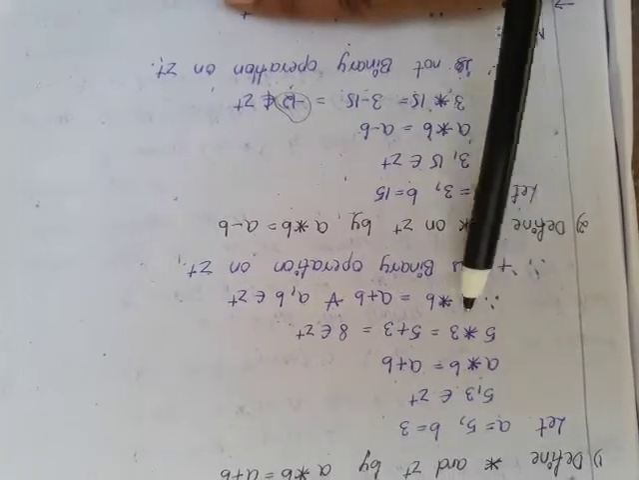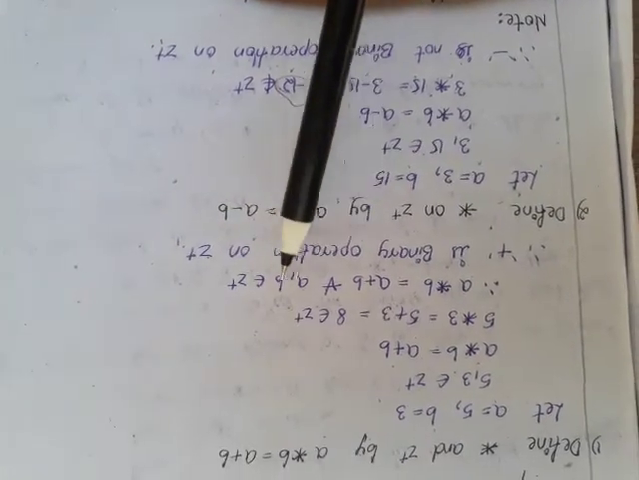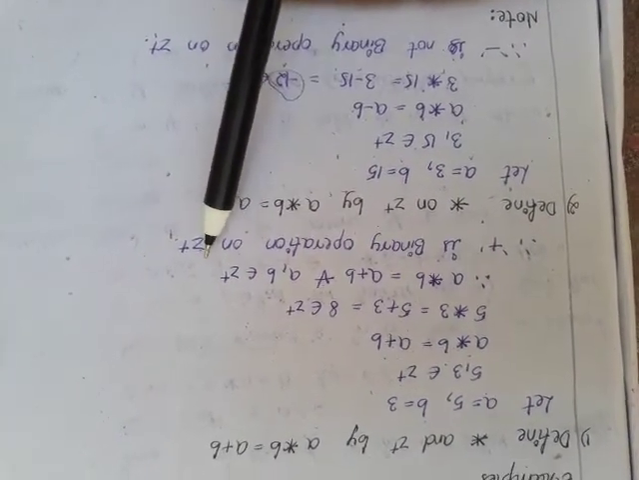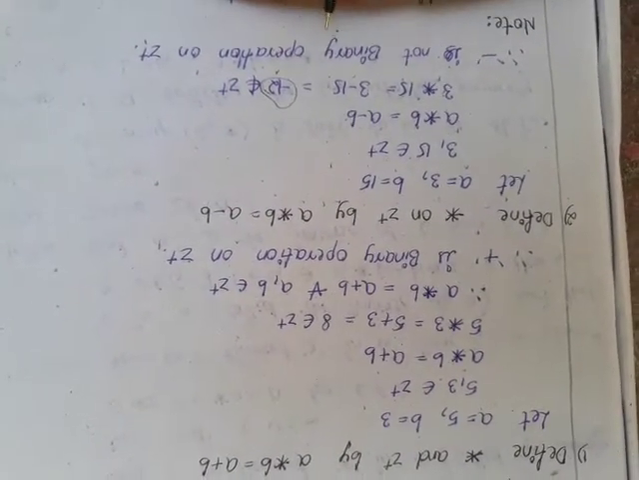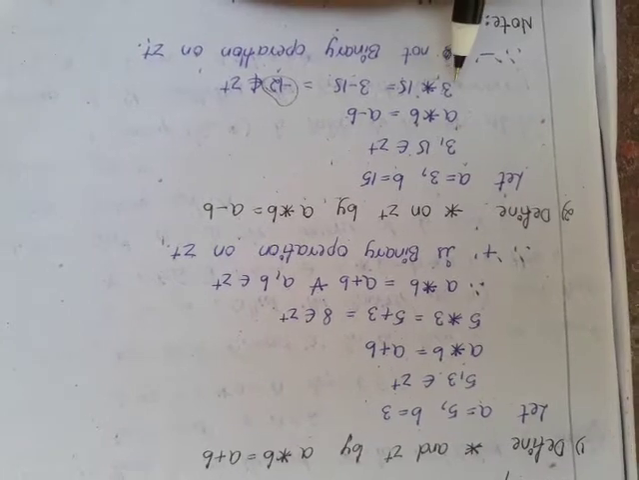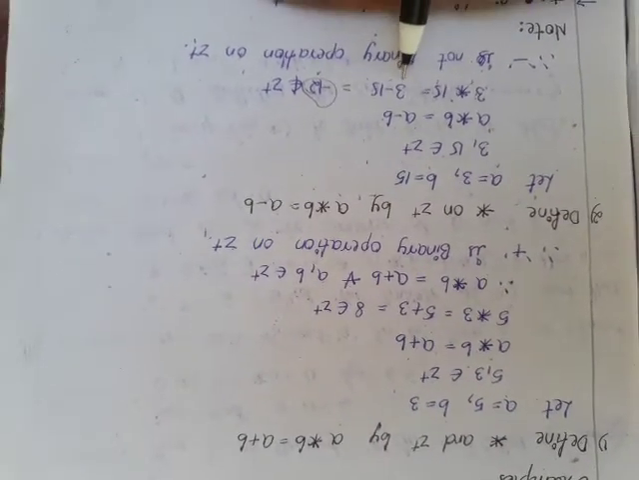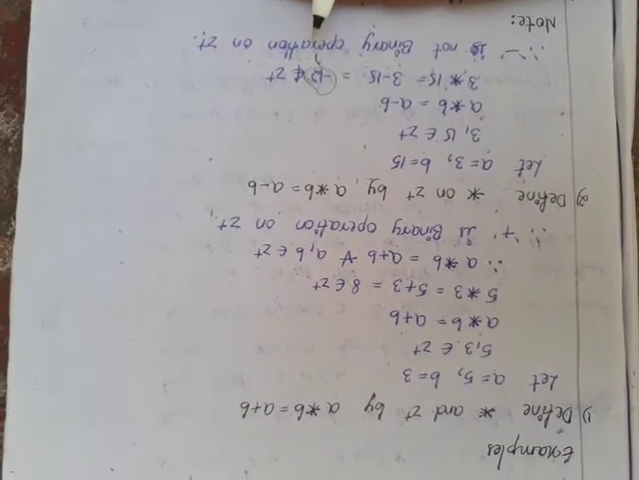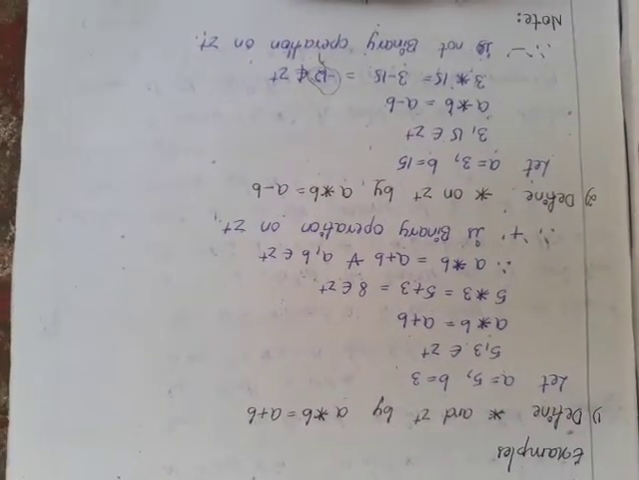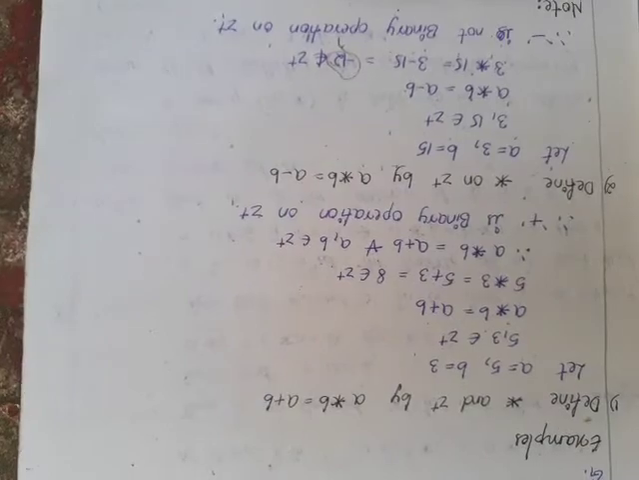Not only 5, 3 here, but for all a, b belonging to Z plus, plus is a binary operation on Z plus. Here, for the minus example, we take 3 star 15 equals 3 minus 15 equals minus 12. A negative number does not belong to Z plus. Therefore, minus is not a binary operation on Z plus.